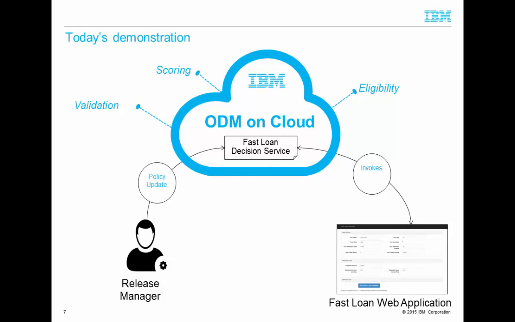In today's demonstration, we are going to see a simple fast loan decision service. So from a fast loan web application, any customer is able to provide their data to get a loan from the bank. The fast loan decision service is hosted on ODM on cloud and provides different services: validation, scoring, and then eligibility to the loan.